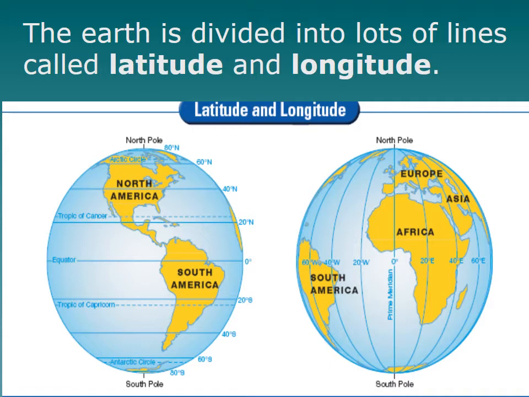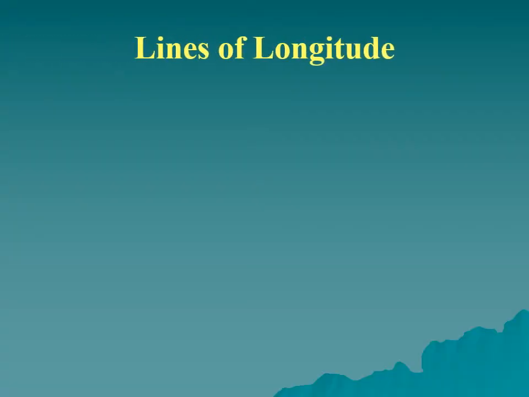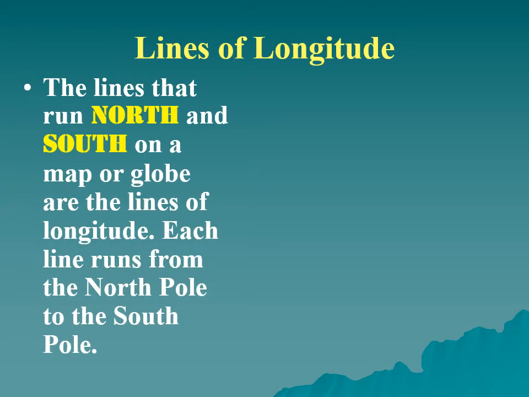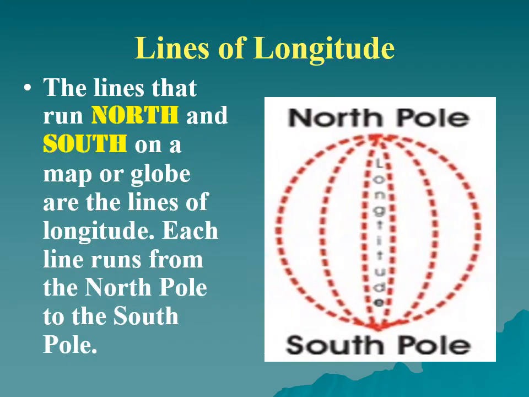The Earth is divided into lots of lines called latitude and longitude. These are lines of latitude. These are lines of longitude. Lines of longitude. The lines that run north and south on a map or globe are the lines of longitude. Each line runs from the North Pole to the South Pole.